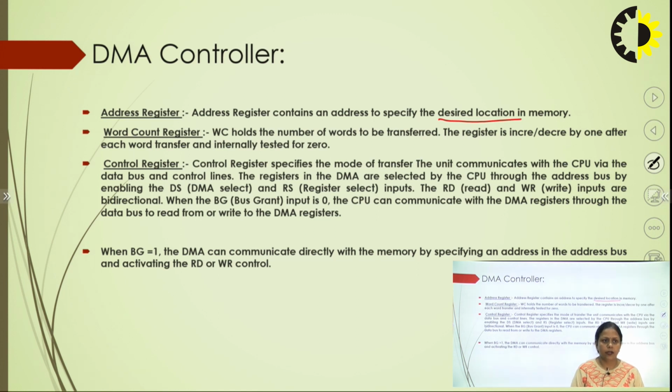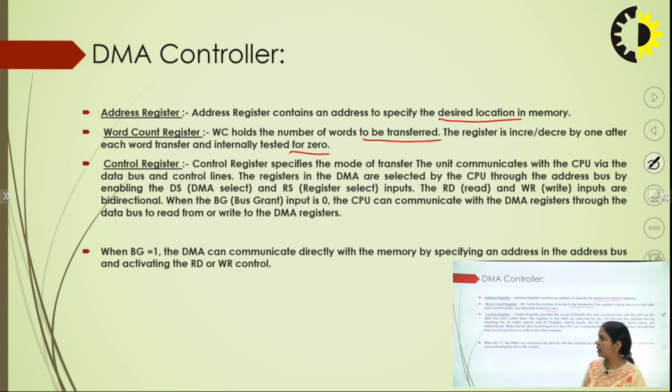Second one is the word count register. Word count holds the number of words to be transferred. For example, if we transfer 5 words from the main memory to the input output device, the value in the word count register will be 5. When all the transfer is completed, the value of the word count register will become 0, because it decreases after each transfer. So this is another piece of information which the CPU will provide to the DMA controller.